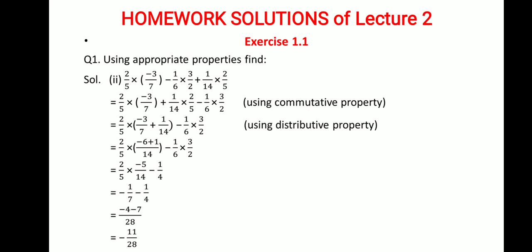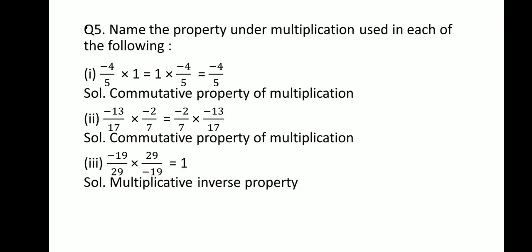I am repeating it. First of all, look whether in which terms two rational numbers are common, rearrange those terms, and then after rearranging, apply the concept of distributive property like we have done in this question. Then after taking the LCMs and cancelling out the terms, you will be able to get the answer. Now, coming to next question, name the property under multiplication used in each of the following. The very first part is minus 4 over 5 into 1 is equal to 1 into minus 4 over 5 is equal to minus 4 over 5.